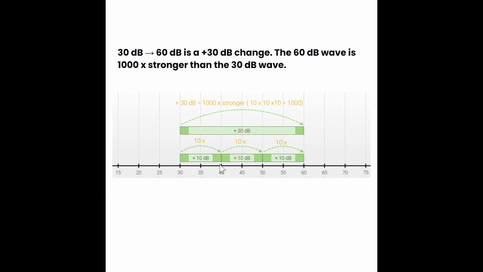So the first 10 decibel increase is a 10 times stronger wave. The second 10 decibel increase makes it a 100 times stronger wave. And the third 10 decibel increase means that we have increased the intensity by 1,000 times, because 10 times 10 times 10 equals 1,000. In this example, the 30 decibel change resulted in a wave that was 1,000 times stronger than it originally started.